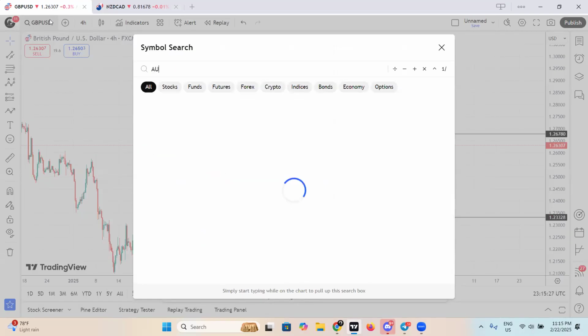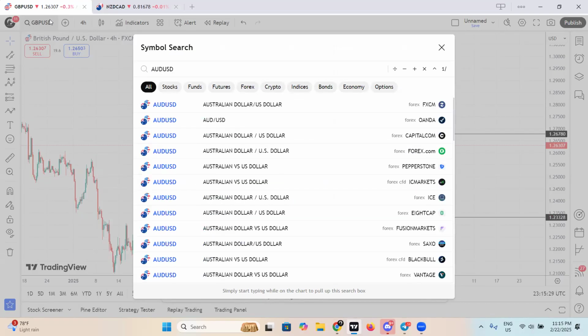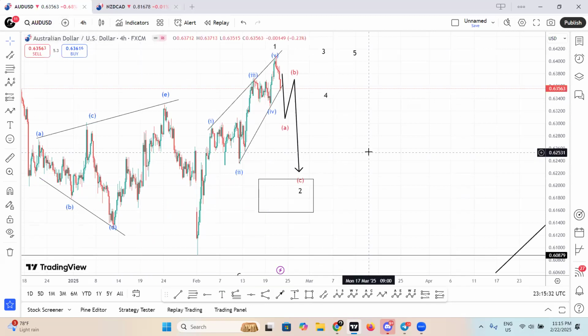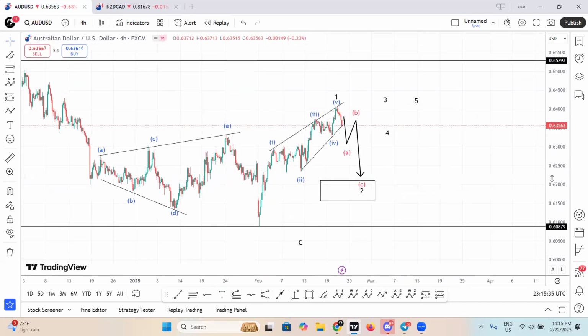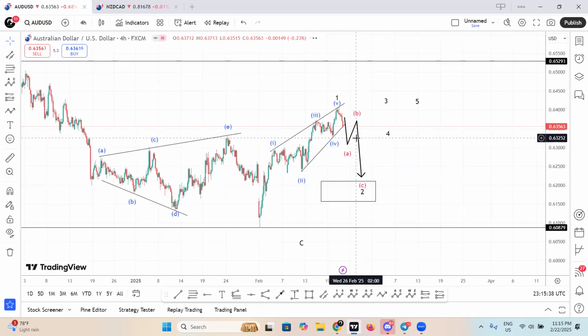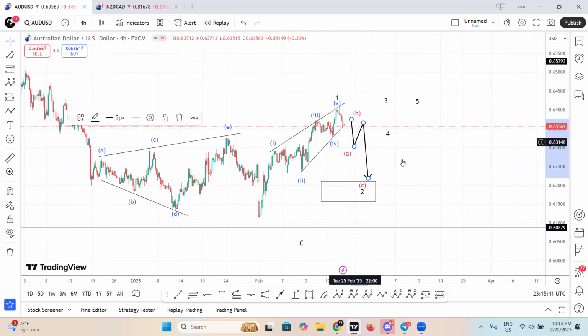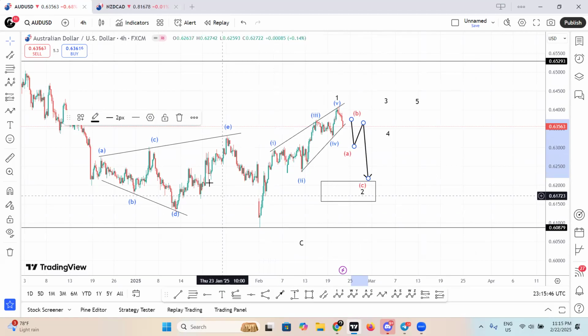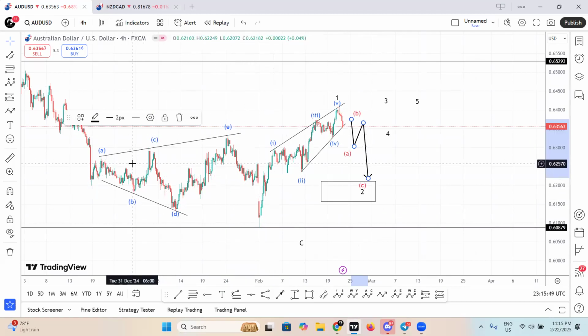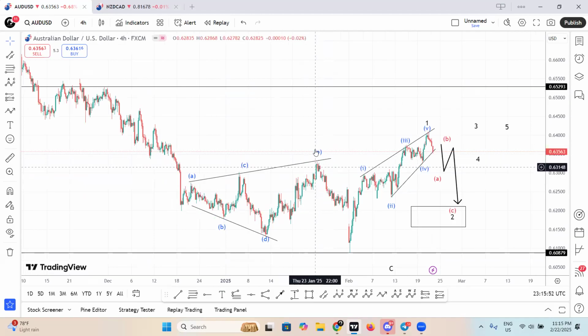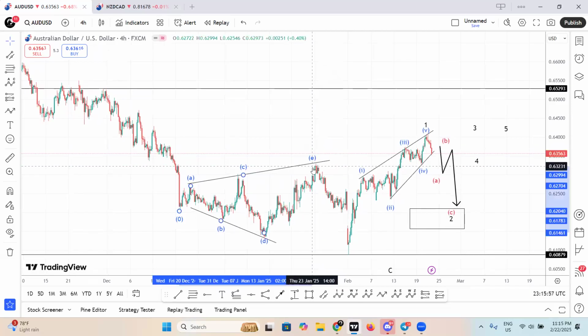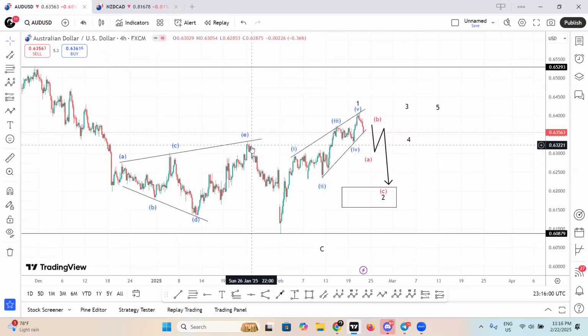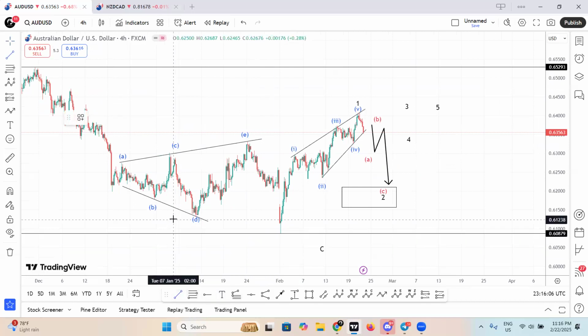So on to the next pair, which is Aussie. On Aussie, what do we have also? We have the same structure on Aussie. And Aussie gave a full leading diagonal on the main H4. After the end of that wave, we have a correction A, B, C, D, E, a triangle, which signifies wave 4. When you see a triangle, that signifies a wave 4, then we have the final wave to the downside, which broke the wave 4.